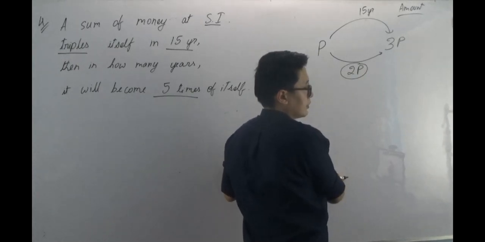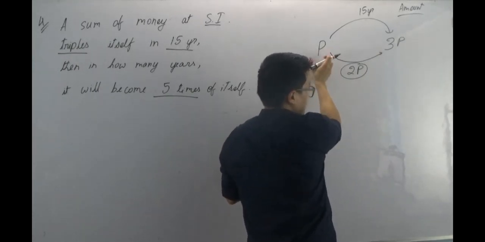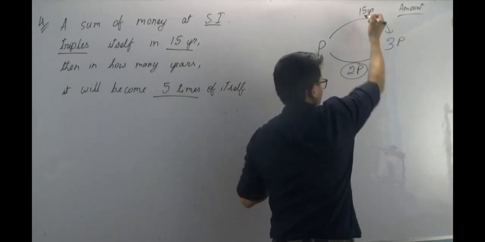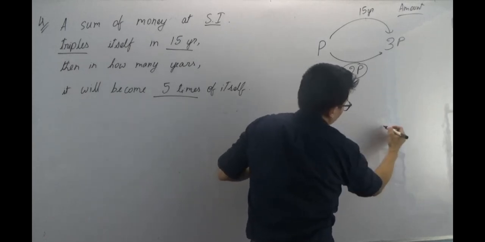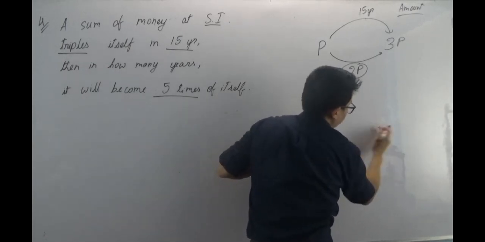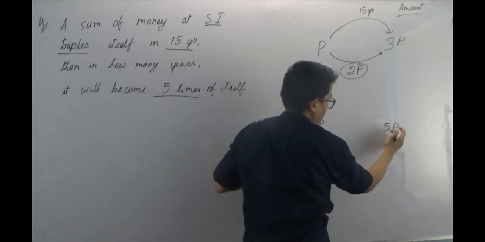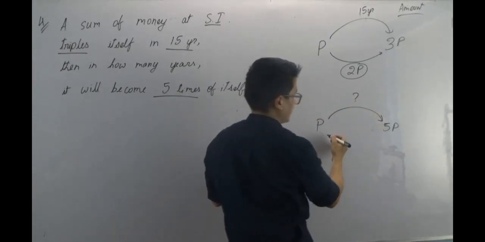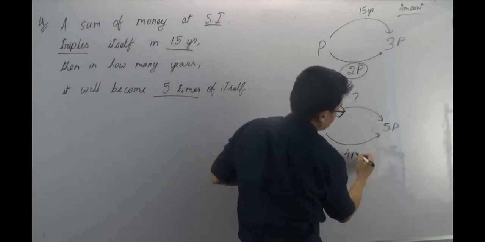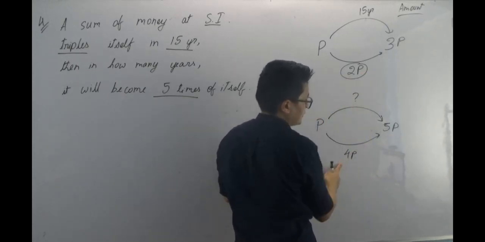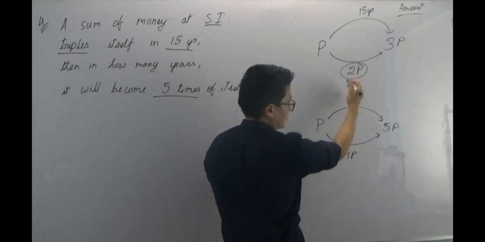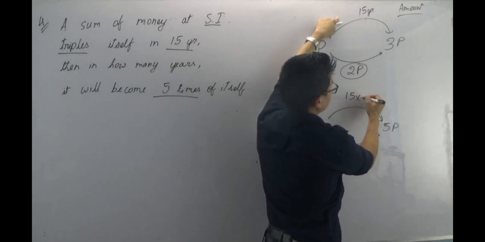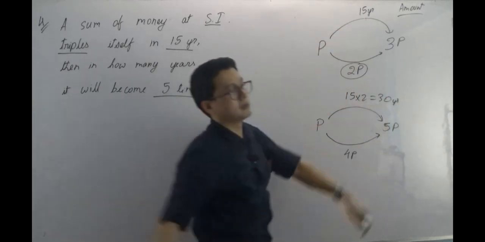This may be 100, this is 200, this is 300. So the interest is twice the principal in 15 years. If the amount has to become 5 times the principal, how long will it take? The interest is 4P, so 2P to 4P is a multiplier of 2. So 15 multiplied by 2 is 30 years.